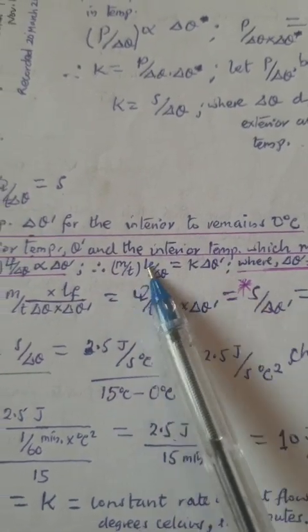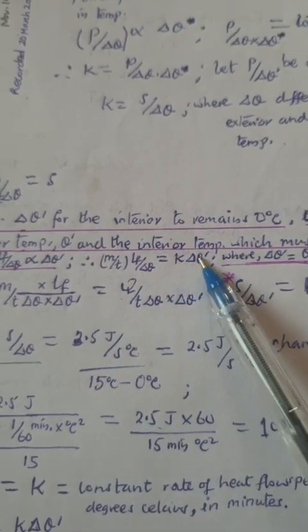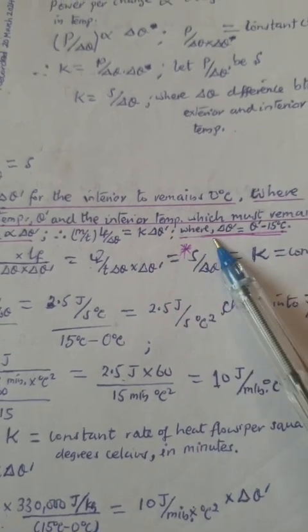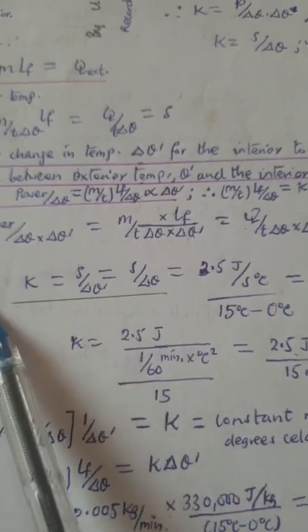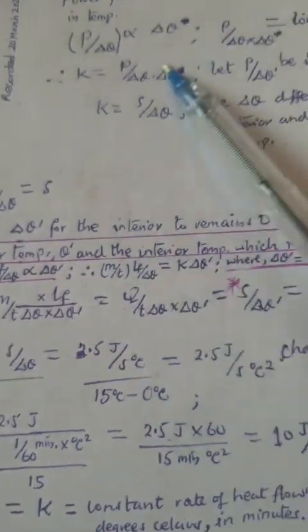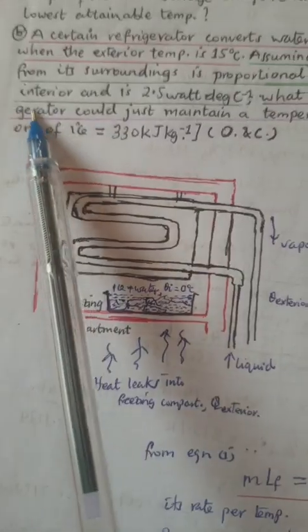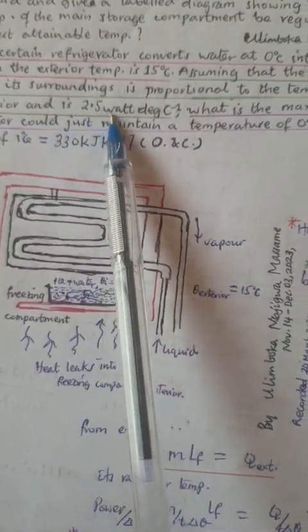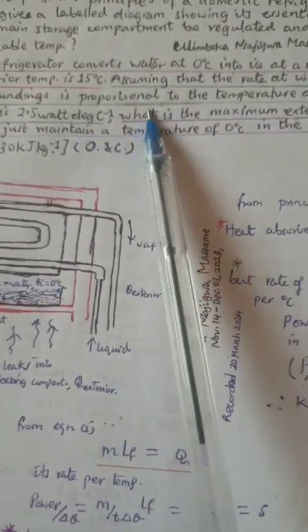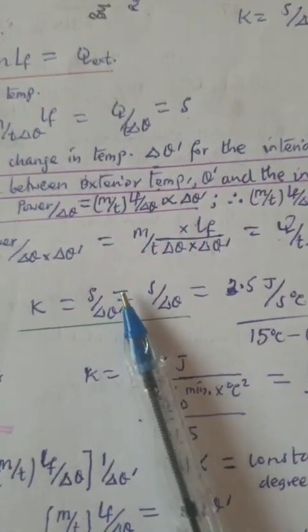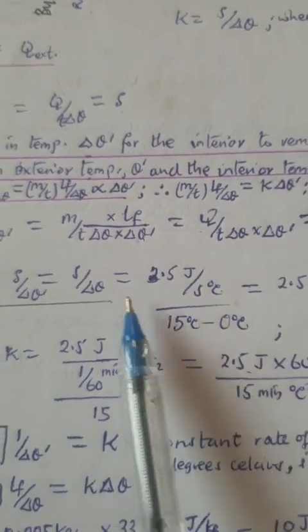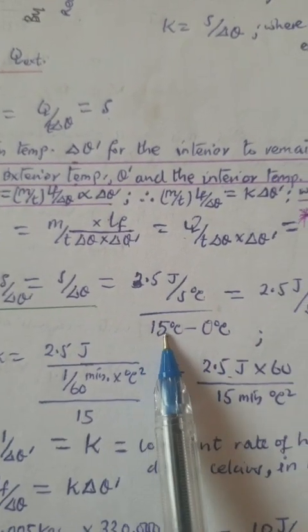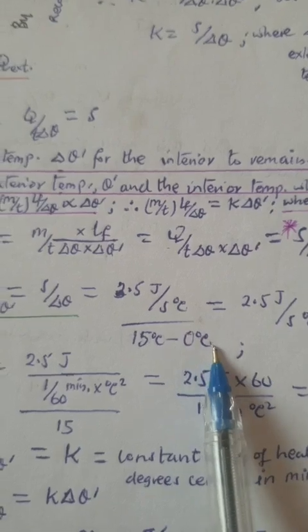We can define this power as you can see here, and we may assume this is another equation, because K will be constant. Before that, we know that K is constant for both cases. Let us find K from the first case, because from the first case we are given the value, 2.5 watts per degree centigrade. This is the value of power per change in temperature. Then K is power per change in temperature, which is S, divided by change in temperature. Then we can easily find the power, because the change in temperature in the first case is 15 degrees centigrade minus 0 degrees centigrade, because the interior is 0 and the exterior is 15 degrees centigrade.